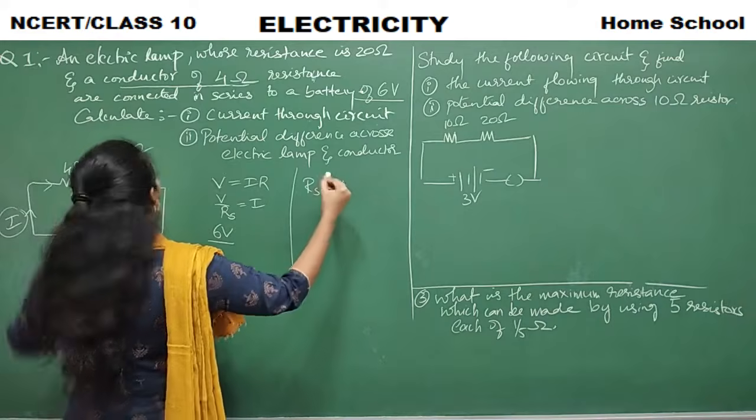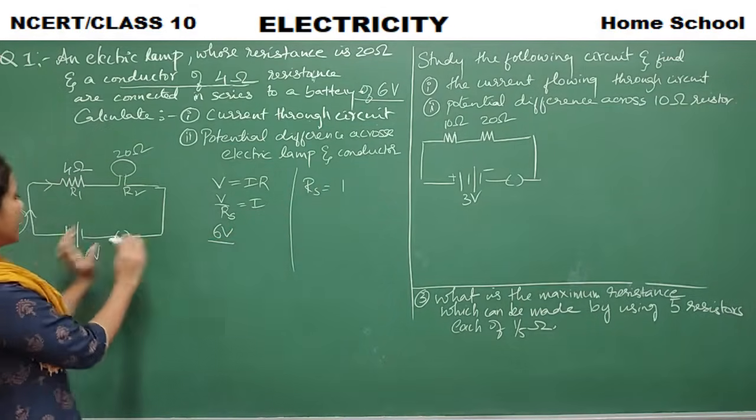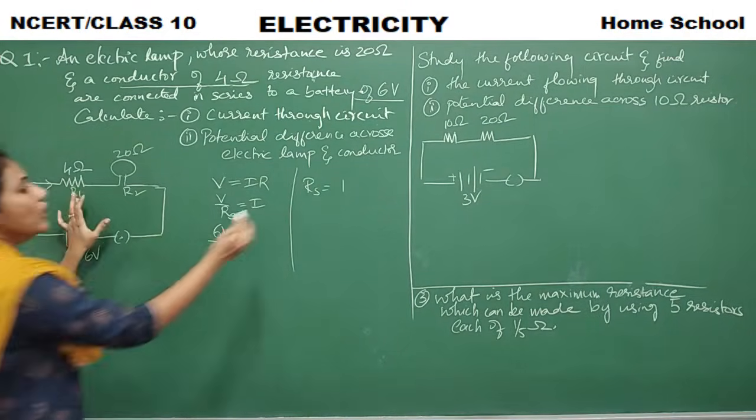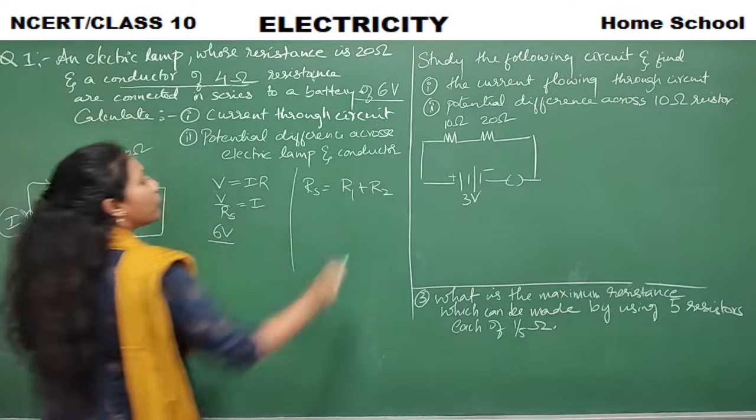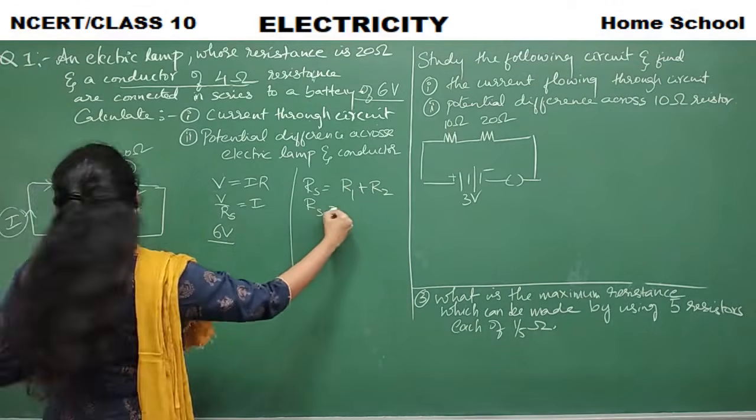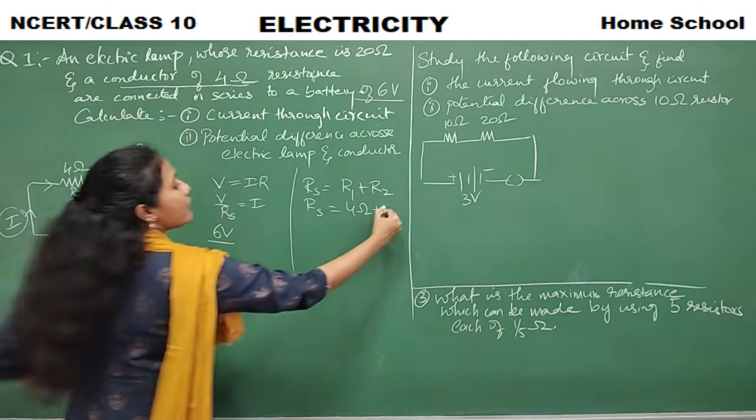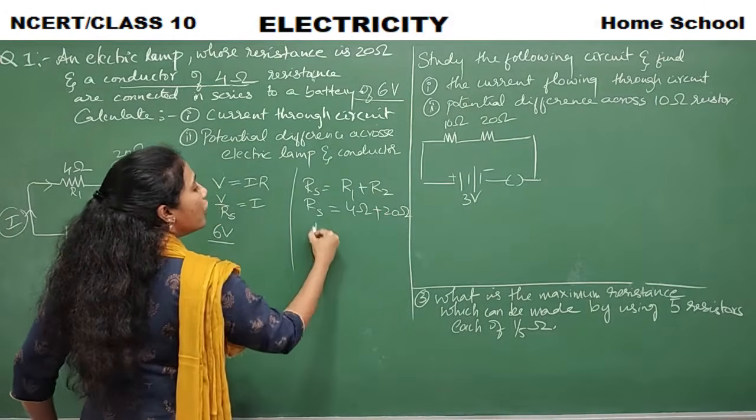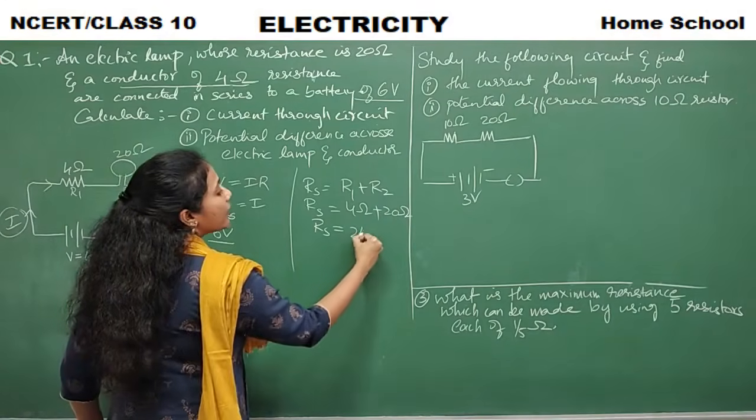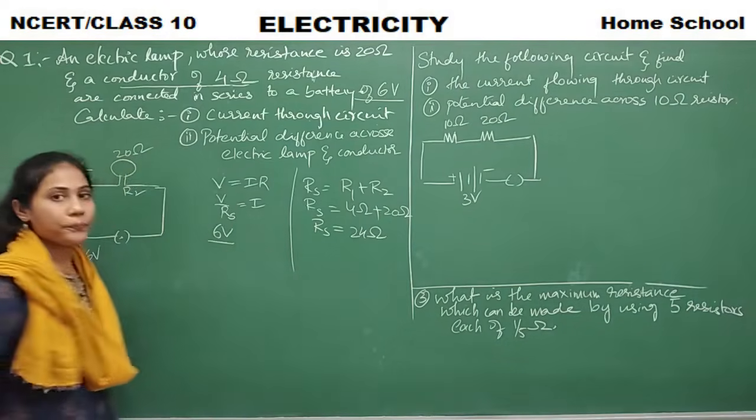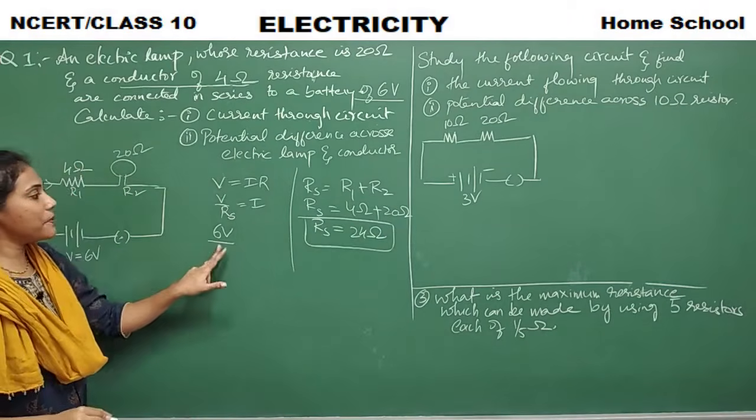RS is equal to, it is connected in series. So the total resistance in a circuit is equal to, two resistors are there. One is R1, the other one is R2. So RS is equal to, R1 is how much? 4 ohms and R2 is 20 ohms. So RS, the total resistance that is there in the circuit, is 24 ohms. Okay, so we got to know RS. So that RS you substitute here.